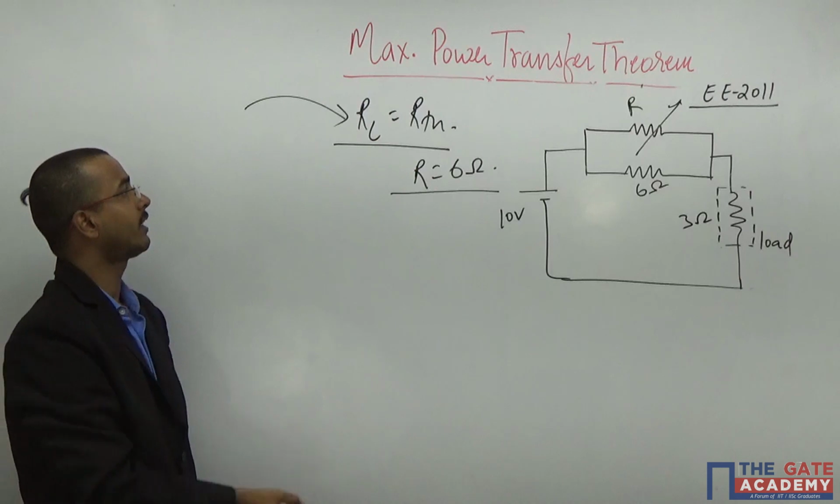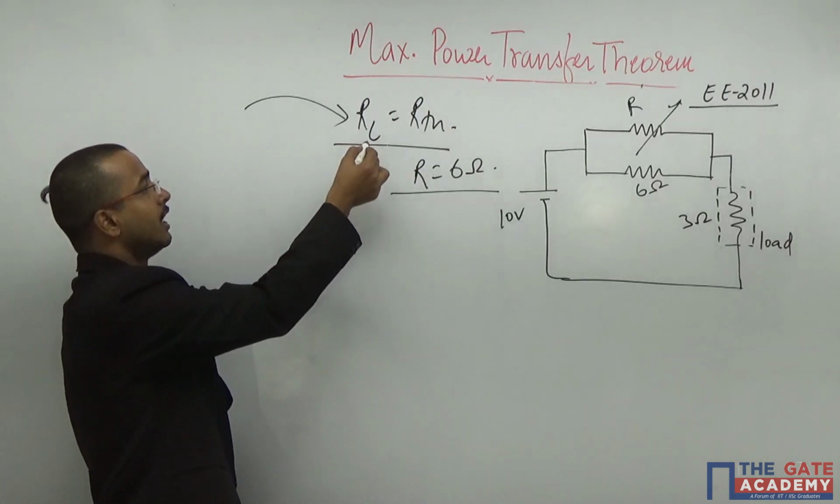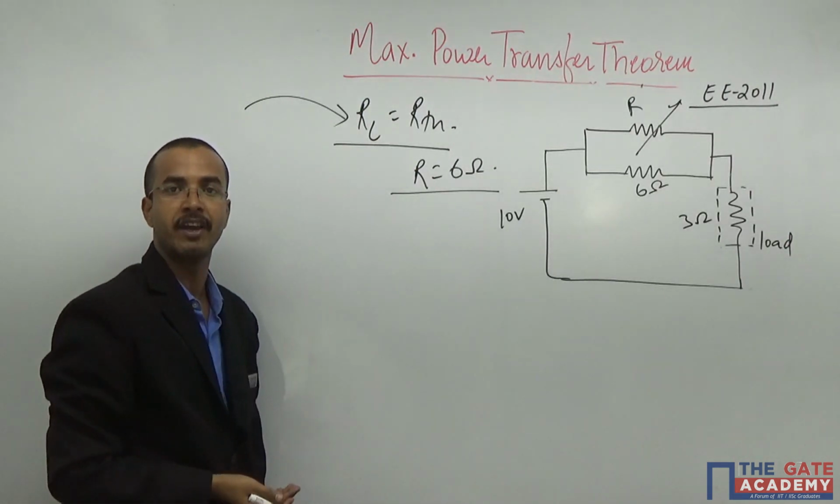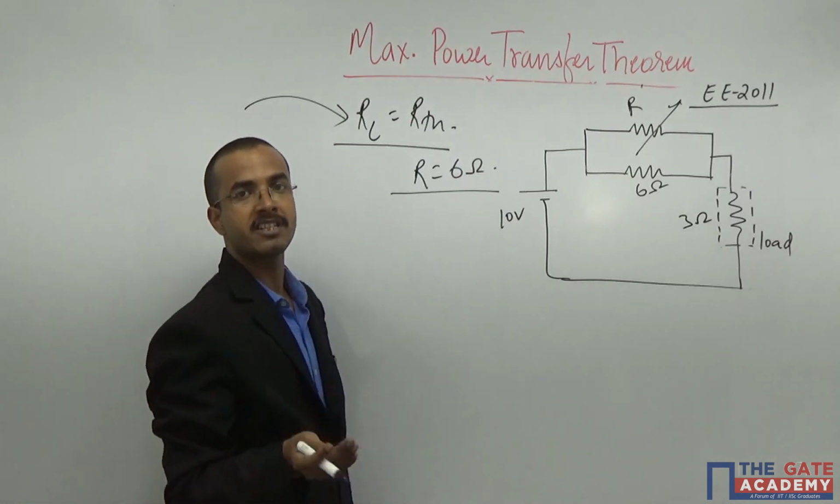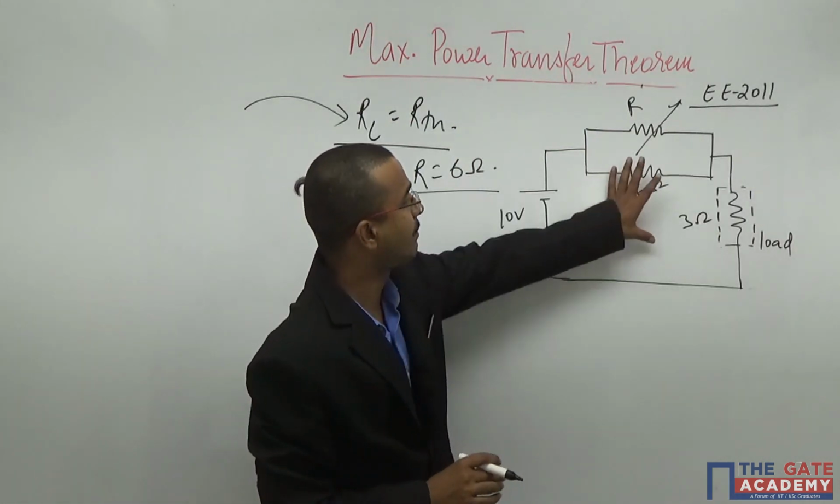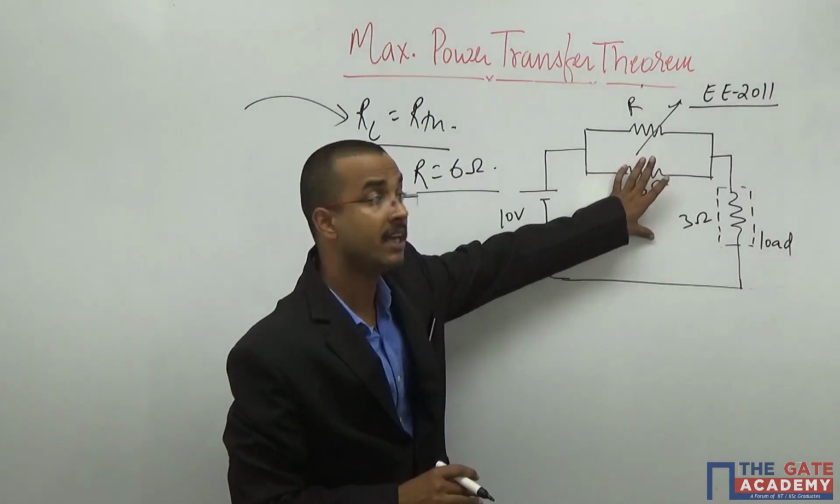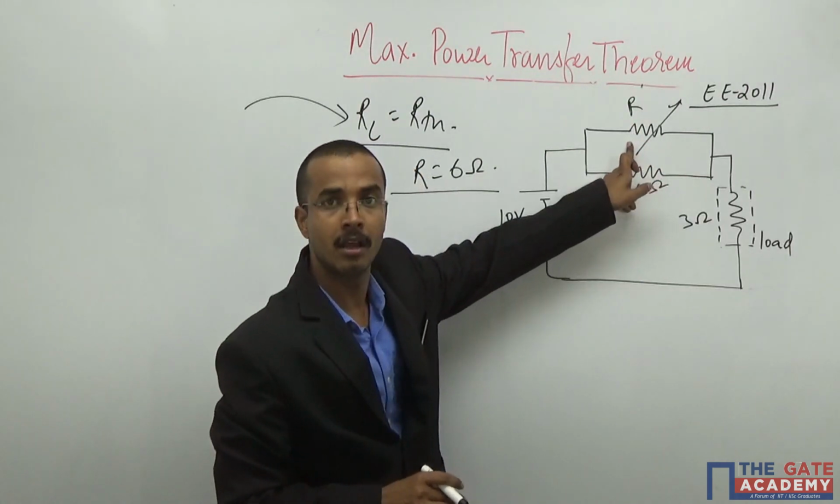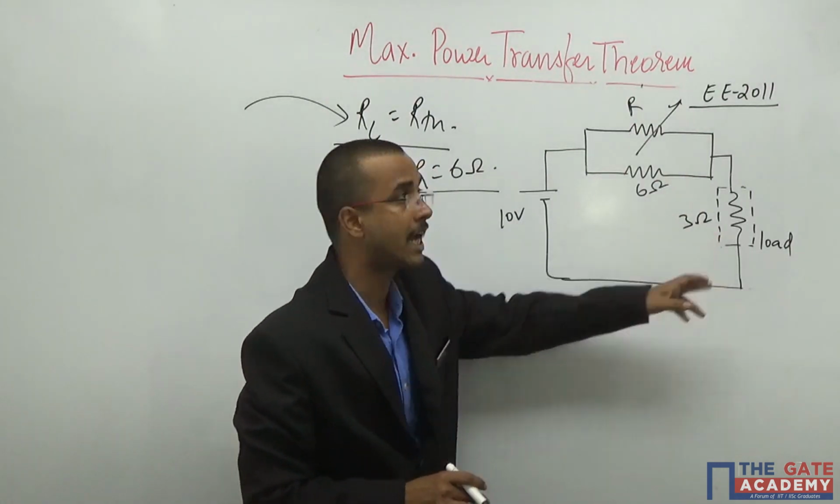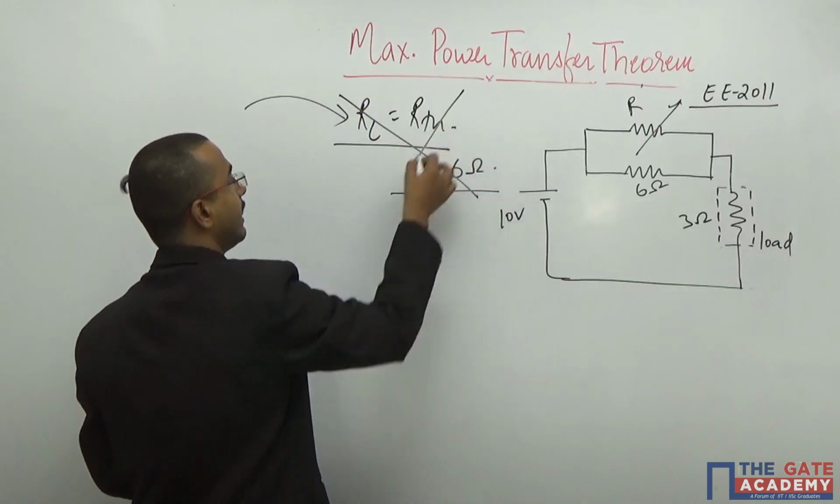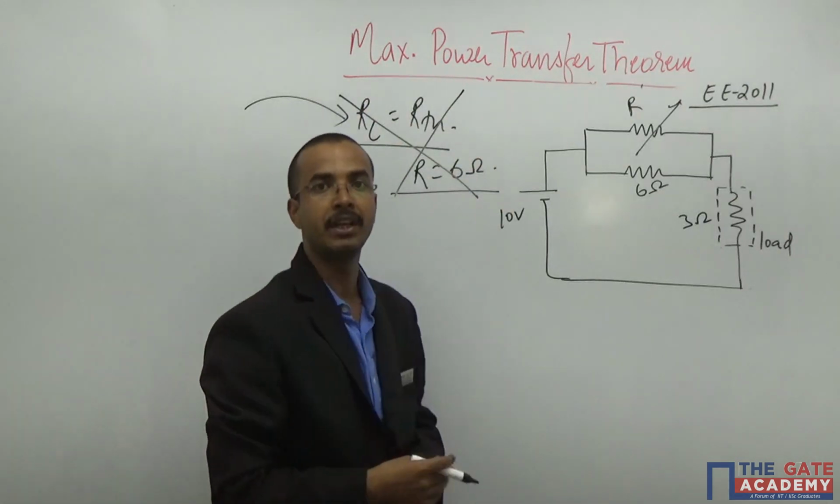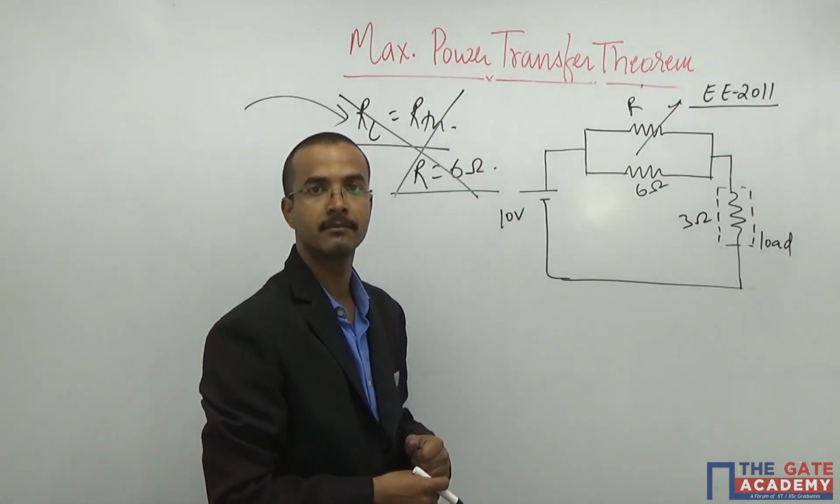That means if they will try to apply this particular formula. But what is the condition for this? The source resistance must have to be fixed and load resistance must have to be variable, which is not happening here. Here your source is variable and your load is fixed. That means this formula is invalid here. You do not have a freedom to apply this.